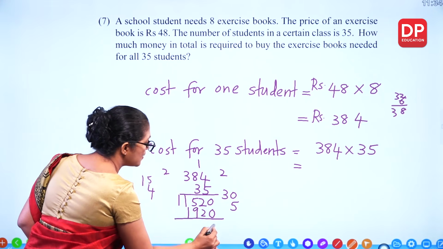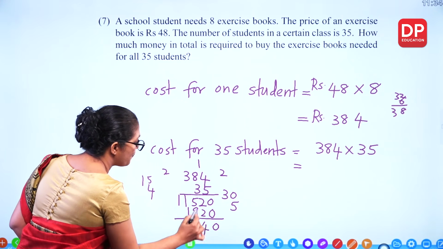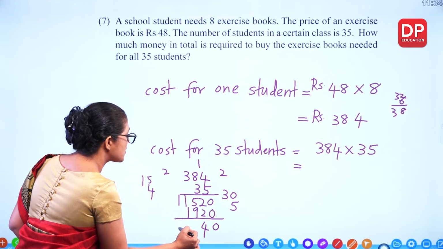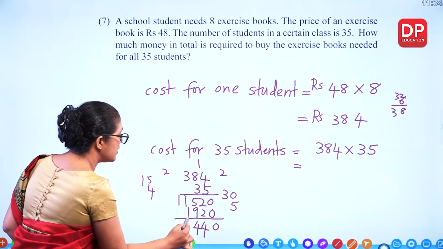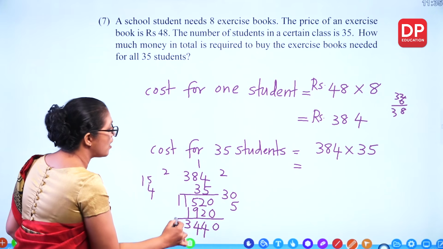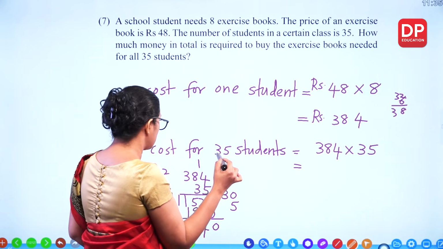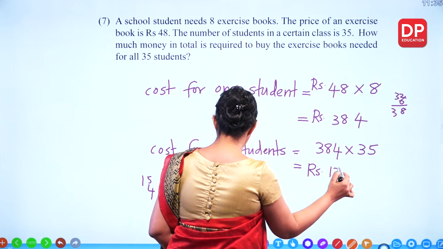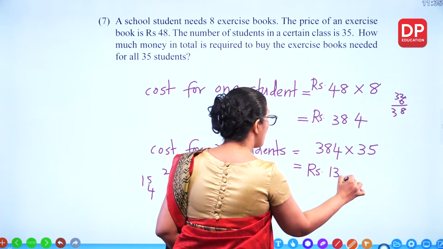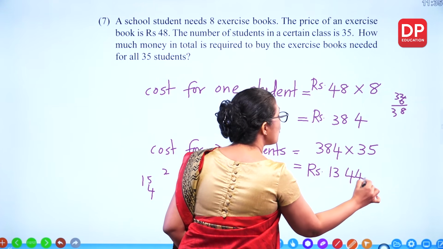Now add it. You get 4. And then 9 plus 5, 14. You get 1 here. So 3 and 1. So what's the total cost? 13,440 rupees.